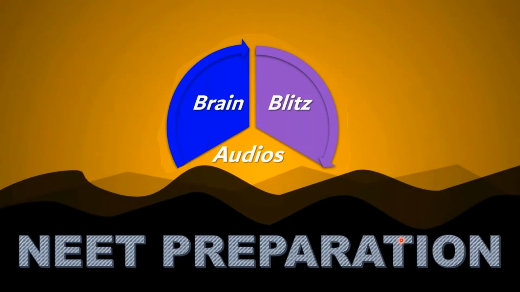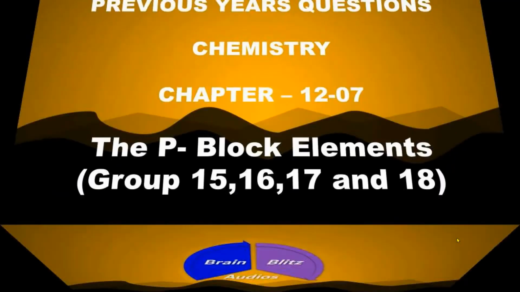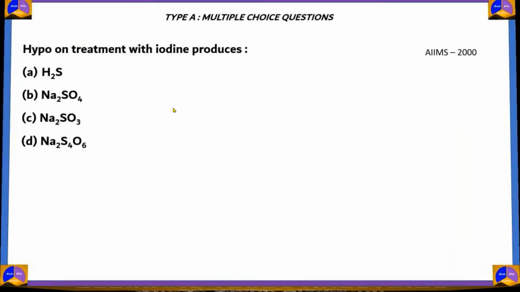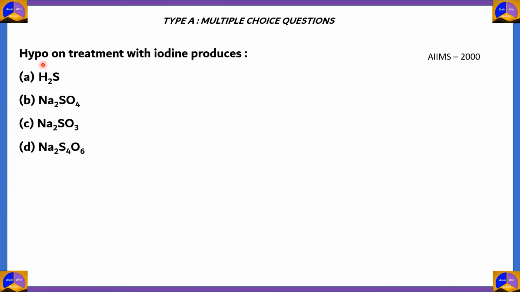Today, in this episode of NEET Preparation, we'll be looking at previous year questions of chemistry in medical entrance examinations in India. Today, we'll be dealing with the chapter, the P block elements. Note that this is the chapter which is the 7th one in the grade 12 syllabus for chemistry in CBSE. Let's begin, shall we? Here lies our first question.